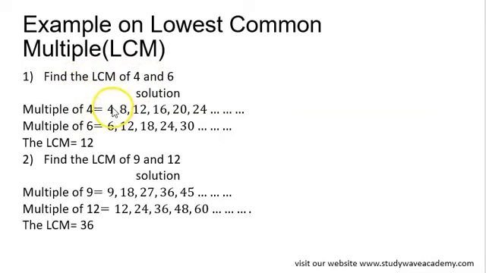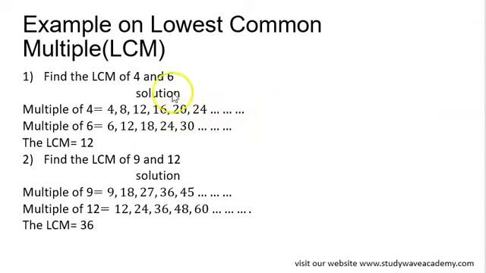Multiples of 4 are 4, and when we're doing that, we are adding 4 to each number we get. Okay, we have 4, we add 4 to 4, it will give us 8, and add 4 to 8, it will give us 12, and add 4 to 12, it will give us 16, and add 4 to 16, it will give us 20, and add 4 to 20, it will give us 24. It goes on and on and on.